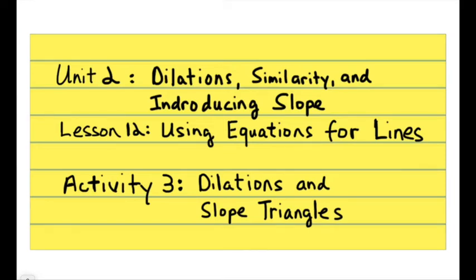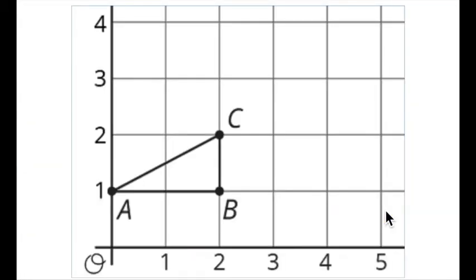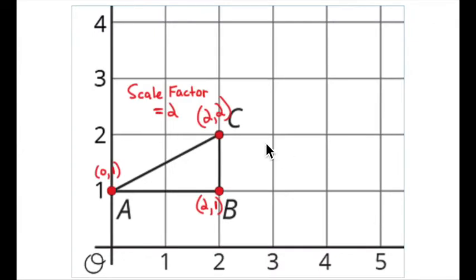This is lesson 12, using equations for lines, and this is activity 3, dilations and slope triangles. In this activity, we're going to use both equations and dilations to figure out where the coordinates for a dilated image are placed, where they go to. So if you take this triangle ABC and use a scale factor of 2, that means that scaling, dilating images means that you're going to multiply lengths.